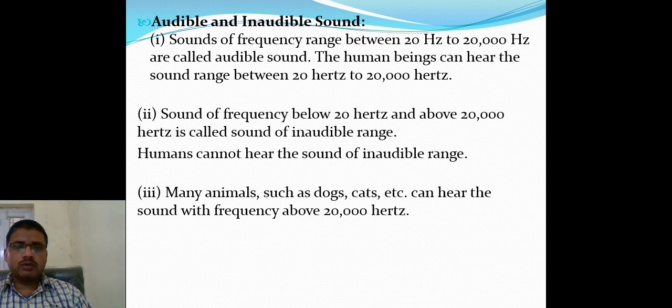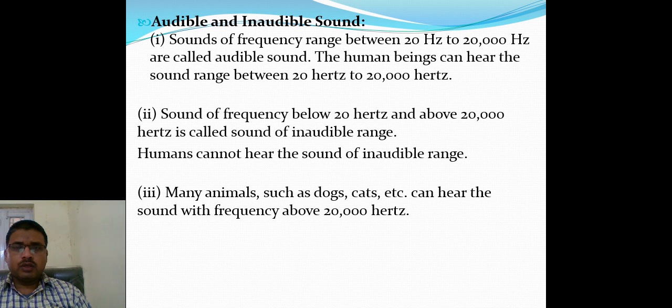Now we are going to discuss about the audible and inaudible sound. These sounds are decided on some parameters, and that parameter is the range between 20 hertz to 20,000 hertz. In between, if the sound is less than, more than, or equal to, then it is known as audible or inaudible sound.